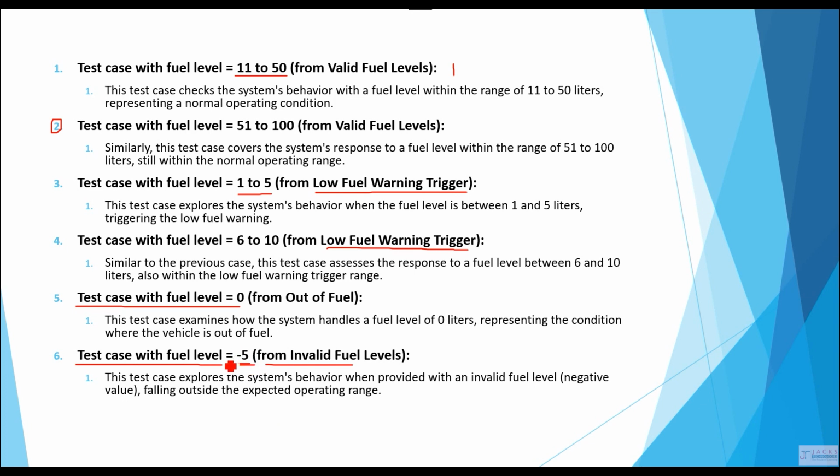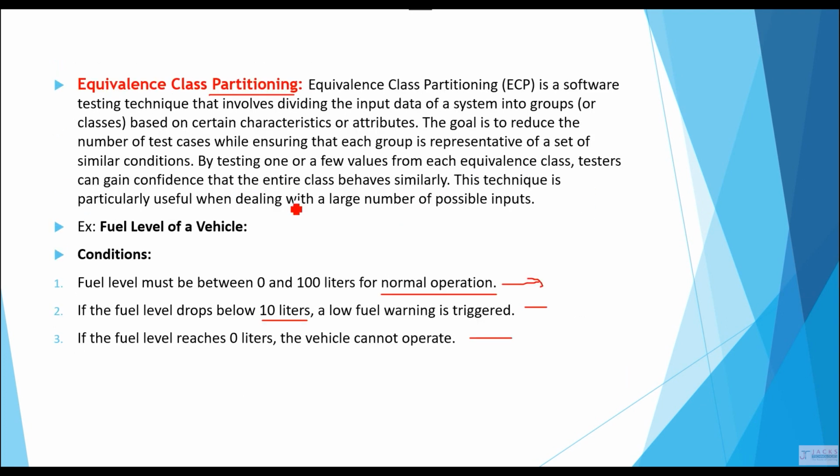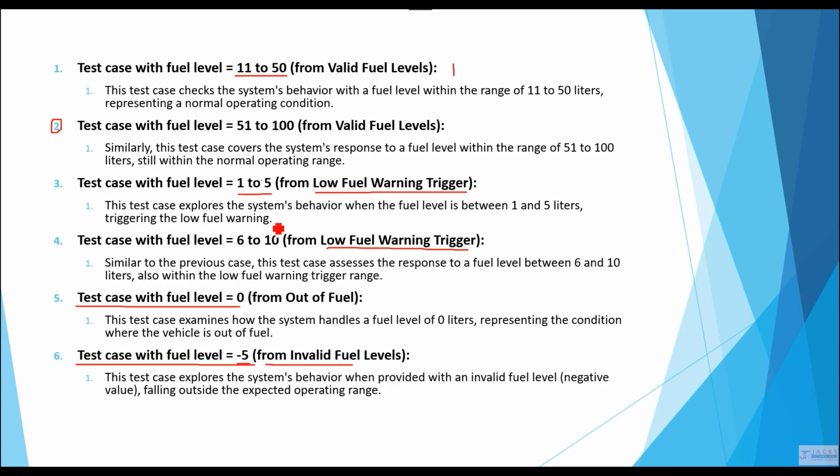If you want, you can make it a partition from -5 to -10, and check how the system behaves if we give invalid fuel level values. Guys, this is how one test case can be divided into partitions. You have to divide the test cases into partitions and develop the test cases in this way.